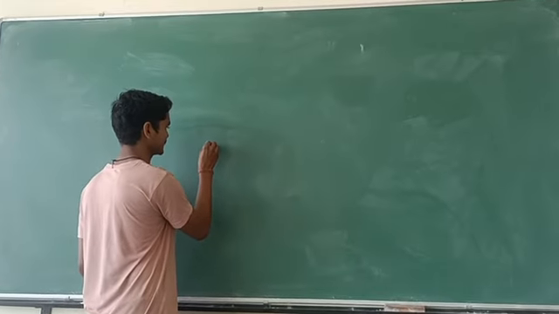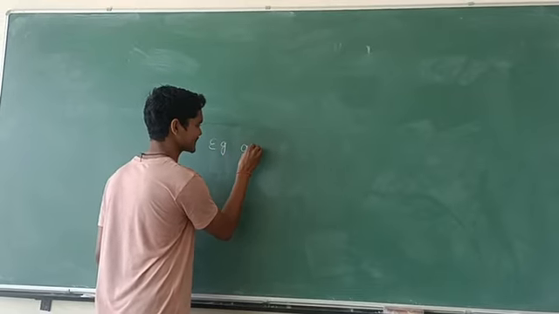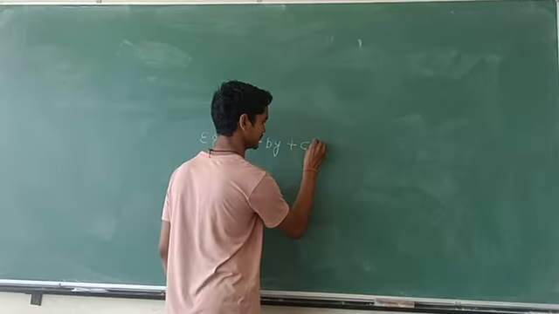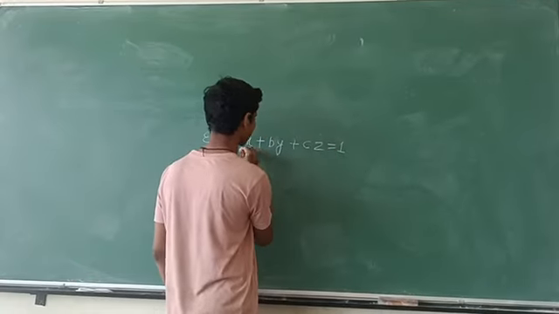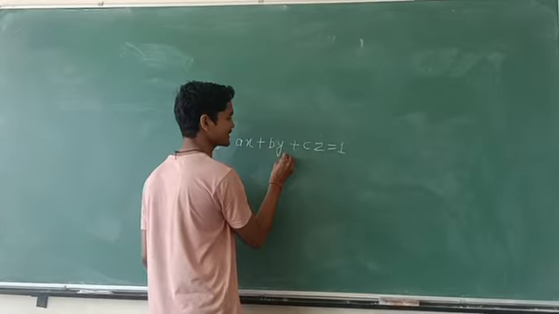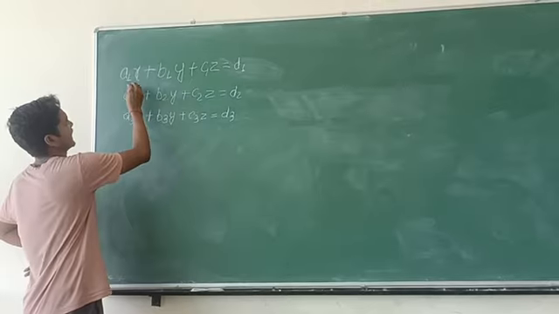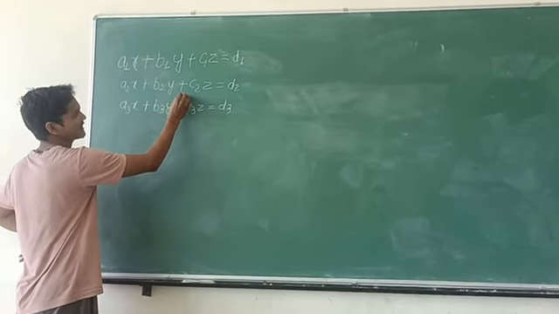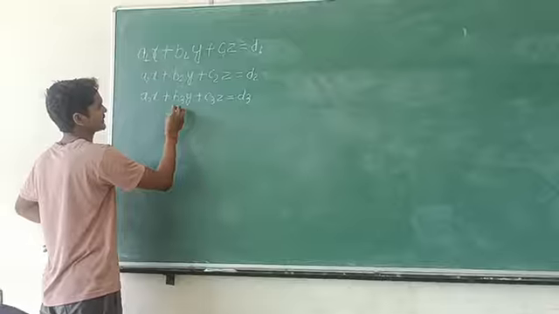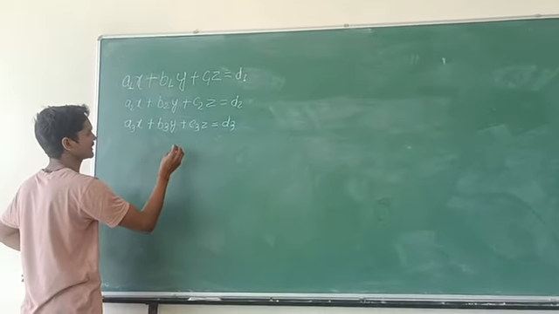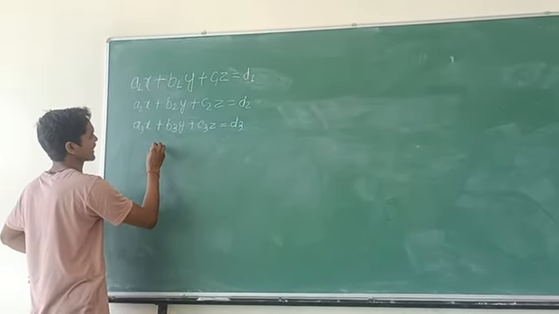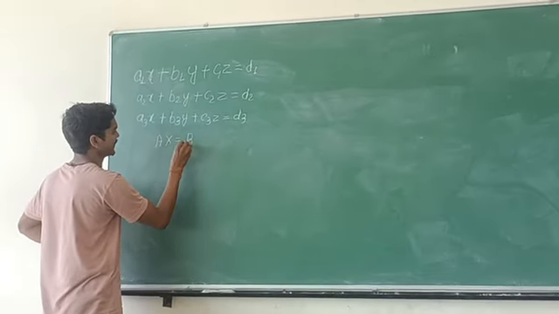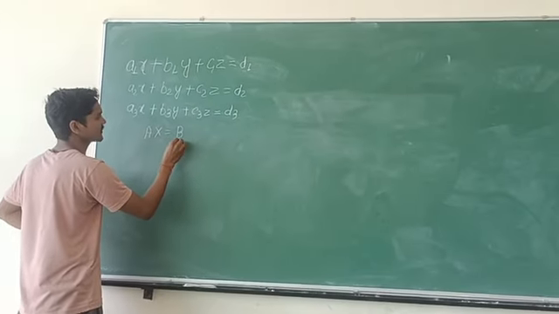For example, ax plus by plus cz is equal to 1. This is a linear equation because every variable x, y and z has degree 1. Consider a1x plus b1y plus c1z is equal to d1, a2x plus b2y plus c2z is equal to d2, and a3x plus b3y plus c3z is equal to d3. This system of linear equations can be written as AX is equal to B, where A is the coefficient matrix and B is the column matrix.